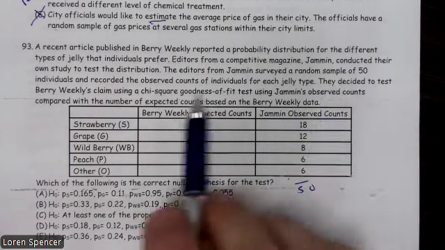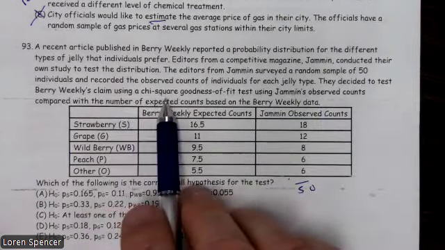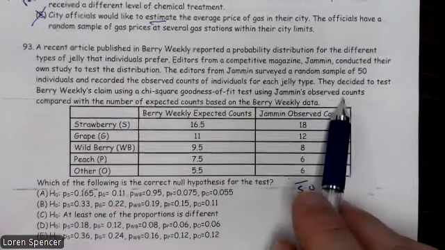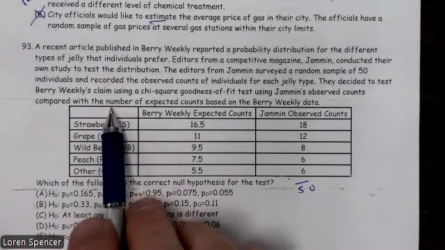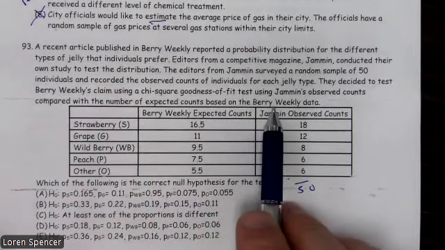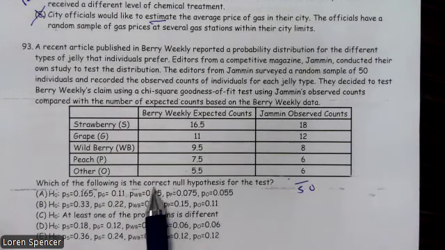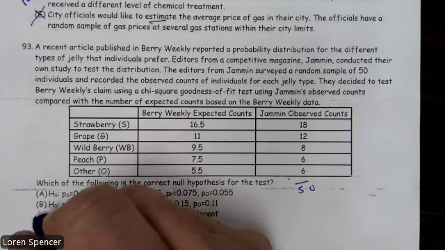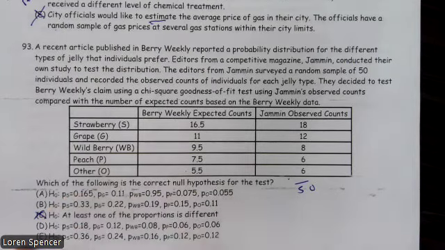They decided to test Berry Weekly's claim using a chi-square goodness of fit, using Jammin's observed data compared with the number expected based on Berry's weekly data. Which of the following is the correct null hypothesis? All right. So the null hypothesis is going to be equal. That gets rid of "at least one of the proportions is different." That would be the alternative.